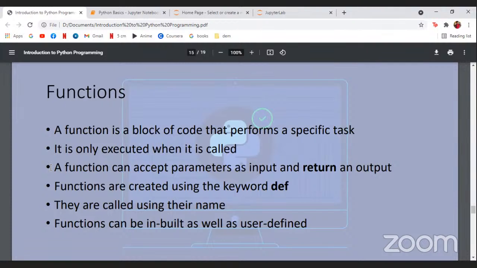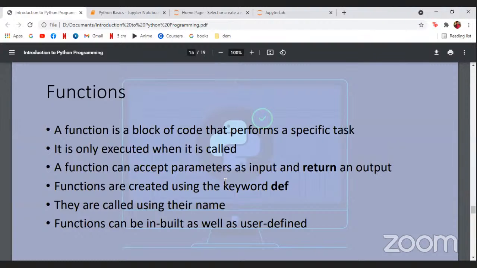But a function is only executed when it's called. So once you write a function, if you execute the function by itself, nothing happens. You have to call that function, and you call a function by using its name. Once you call the function, only then does the function start running. Until then, the function is just a block of code. So functions are static until you call them. Right? So a function can accept parameters as input and return an output.